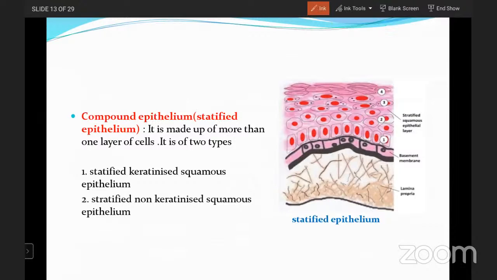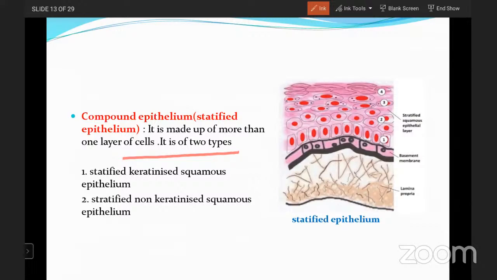So it is made up of more than one layer of cells. That is known as the compound epithelium or stratified epithelium. Here, it is again divided into two types: stratified keratinized squamous epithelium and stratified non-keratinized squamous epithelium. Both are stratified squamous epithelium. But if keratin is present, that is the stratified keratinized. If keratin is absent, that is the non-keratinized.